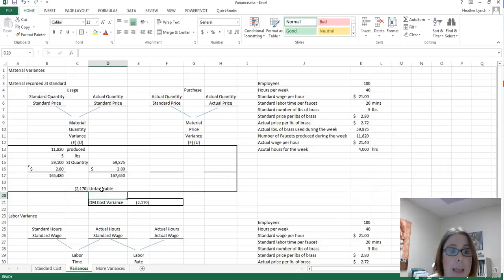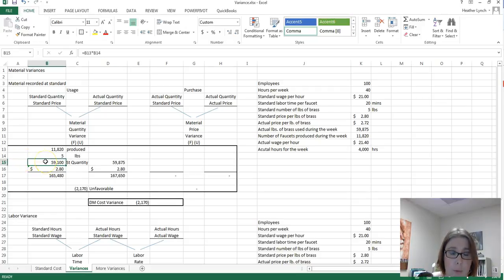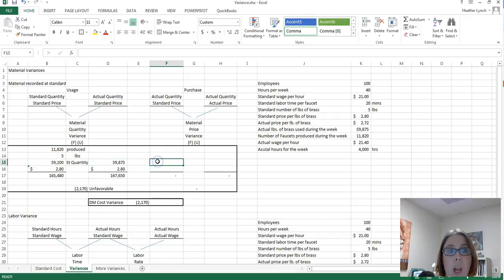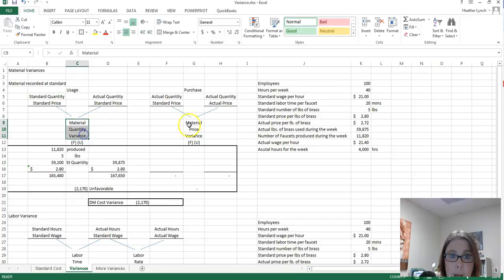If you look at it, we budgeted, or said we were going to use, 59,100 pounds of brass. We actually used 59,875 pounds. So we are unfavorable. That gives me my usage variance, your material quantity variance.